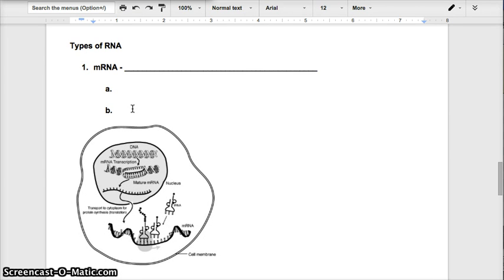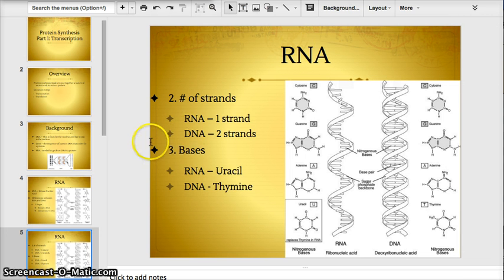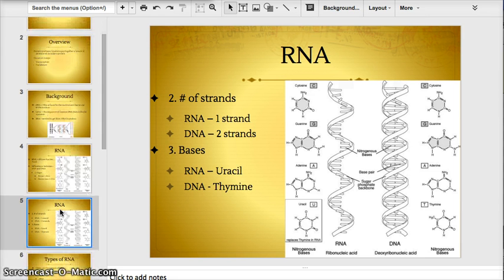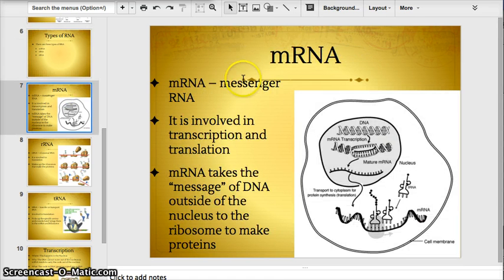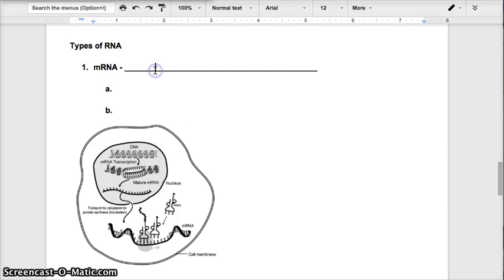Alright, now there's three types of RNA. So that was just differences. Now there's three types. There's mRNA, tRNA, and rRNA. And the first letter tells you what it does. So we're going to start with mRNA. mRNA is called the messenger RNA, and its job is to take the message of DNA out here to the ribosome. All right, so that was the RNA that I was mainly talking about before.